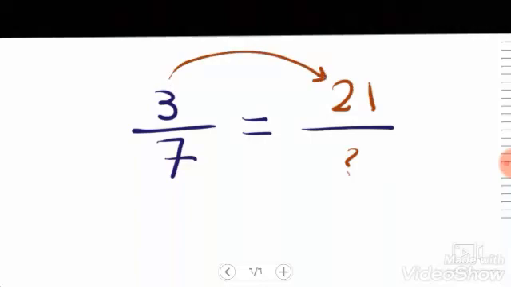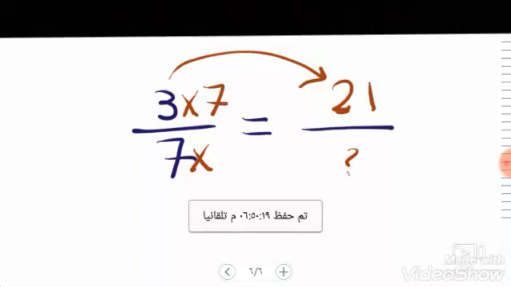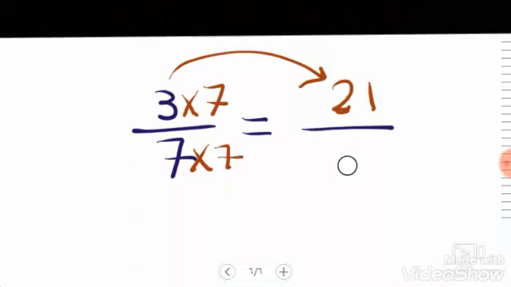It becomes what? 21. So it becomes bigger. So I will multiply. Ask yourself, what is the number that I can multiply by 3 to give me 21? Okay, good, 7. As we have an agreement before, if we multiply it up, we multiply it down by the same number. And if you got the answer for this multiplication, you will find your missing number here. So 7 multiplied by 7 equals 49.